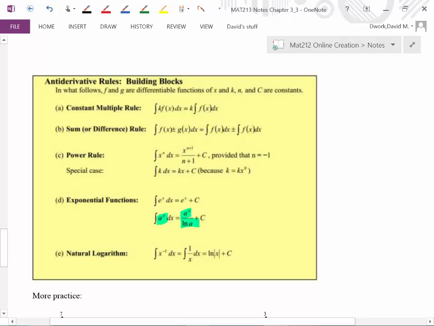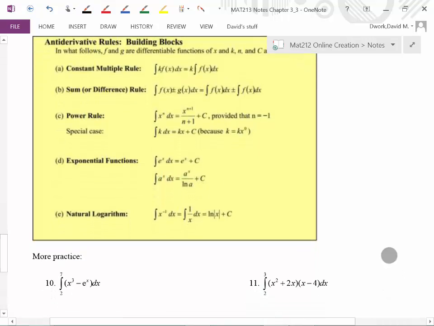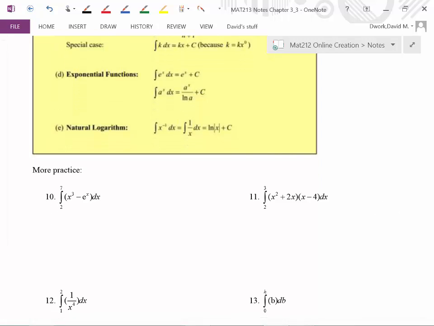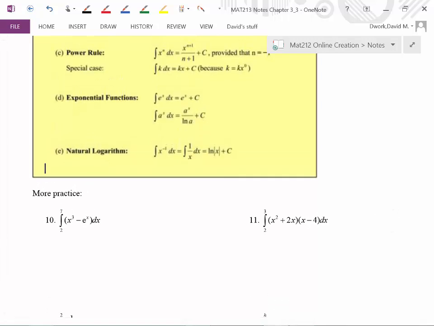And notice these all have the plus c's on them. And then they give you a warning on the natural logarithm. The integration of x to the -1 is natural log of x. So it's everything we just kind of ran through, and nothing much beyond that in this section. I need to get to the next section before I can really start ramping up the difficulty.